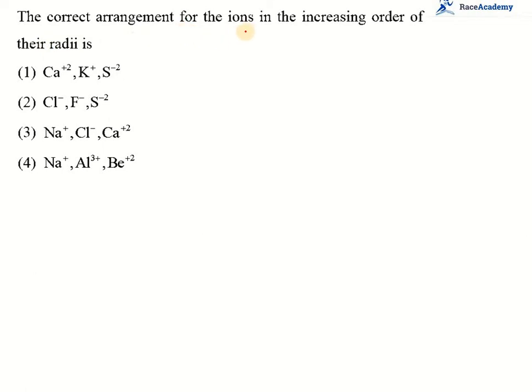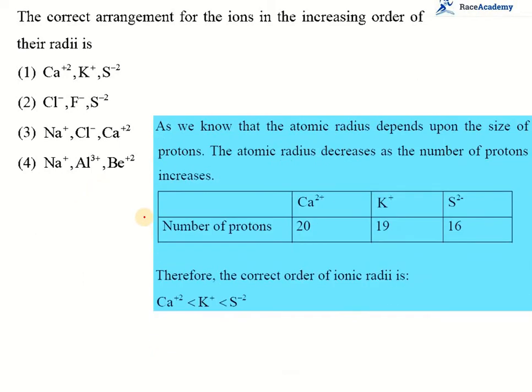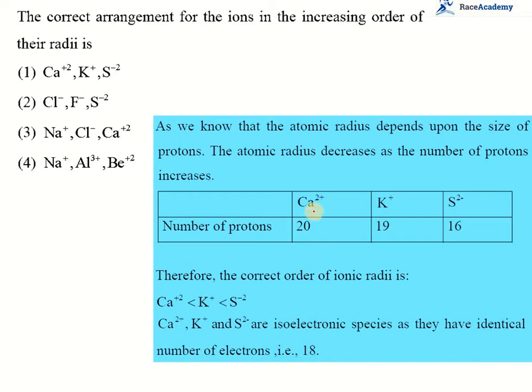The correct arrangement for the ions in the increasing order of their radii is: the more positive the charge, the smaller the size; the more negative the charge, the bigger the size. That means from highest positive charge to highest negative charge, in whichever option is given, that is the right option. Moreover, you can see this analysis also: the number of protons of calcium, potassium and sulfide is taken, and if arranged in increasing order, calcium, potassium, sulfide came. So the first option is the right option for this one.